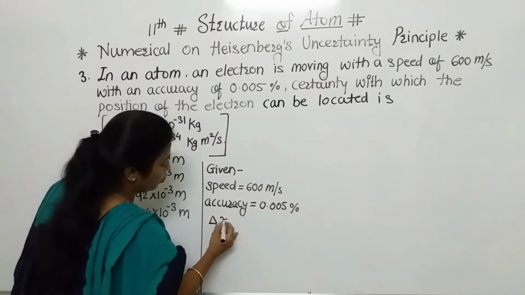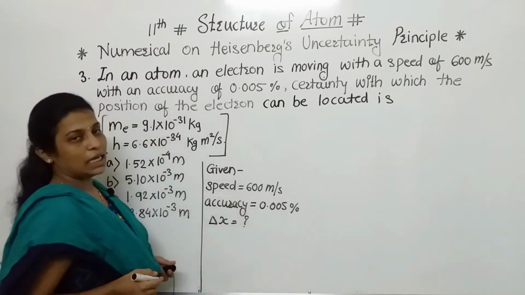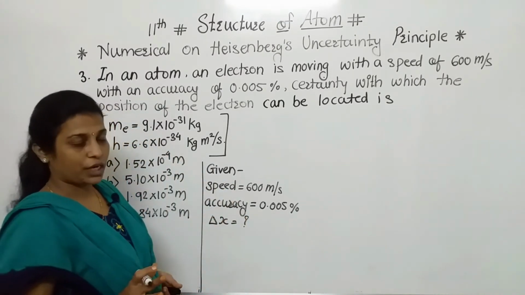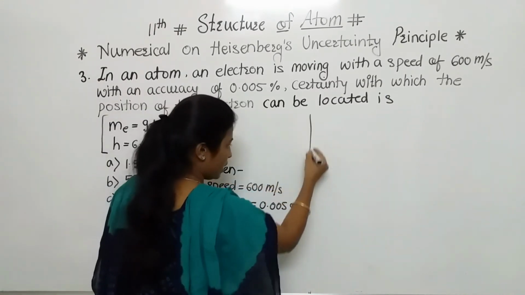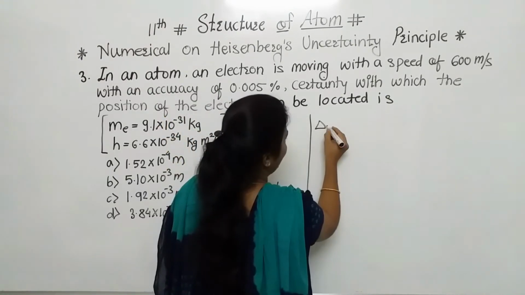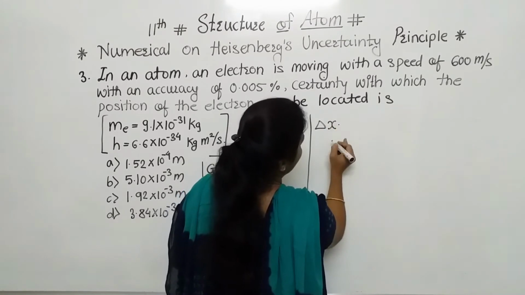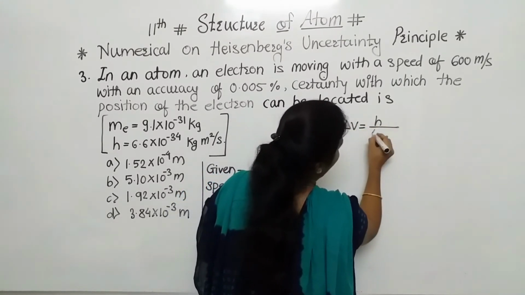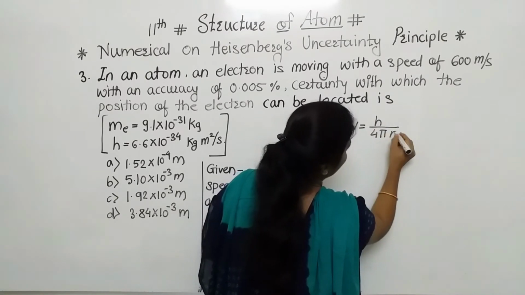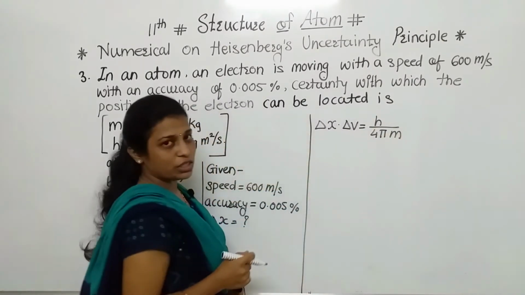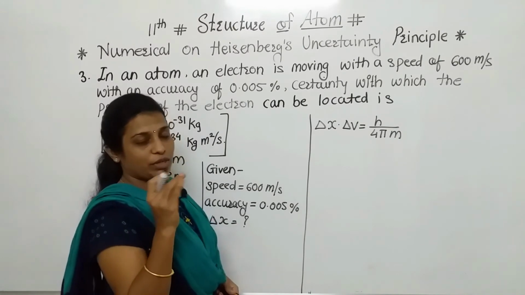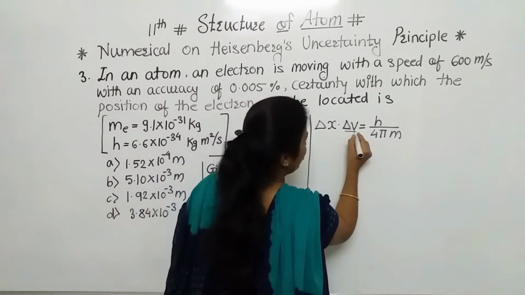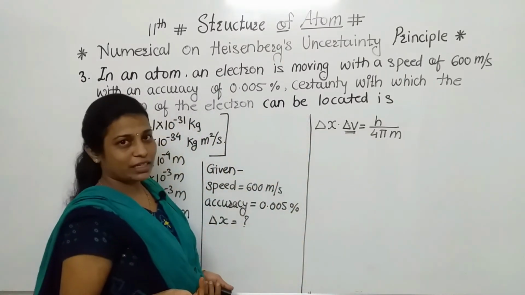Certainty with which the position of the electron can be located is, meaning what we have to find out? Here we have to find out the position of the electron, meaning uncertainty in the position, that is delta x we have to find out. Now what is the formula that we will discuss firstly? Formula is delta x into delta v is equal to h by 4 pi into m. That mass I have shifted to this side because momentum delta p is equal to m delta v. So m is here. So if we know the delta v, we can calculate the delta x.